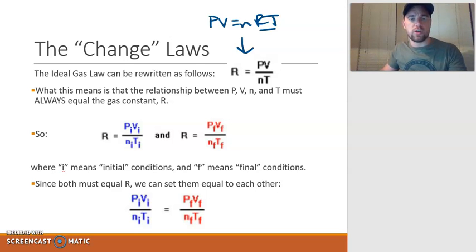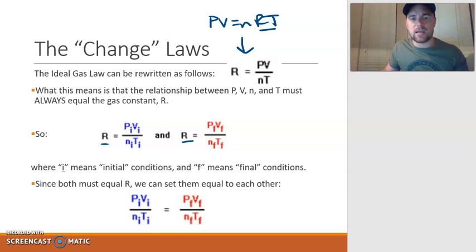So let's take a look at a gas that was under initial conditions of pressure, volume, number of moles, and temperature. The i's stand for initial, whatever they are. Now let's suppose we change those conditions. Let's say we change the pressure, the volume, the number of moles, and the temperature. The f's stand for final. Well, no matter what the initial conditions are and what the final conditions are, we know that the calculation of those 4 variables always has to equal R.